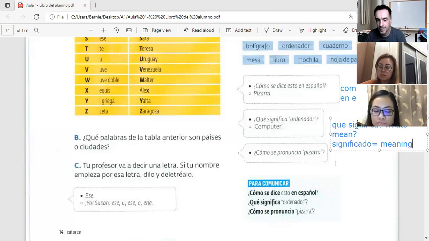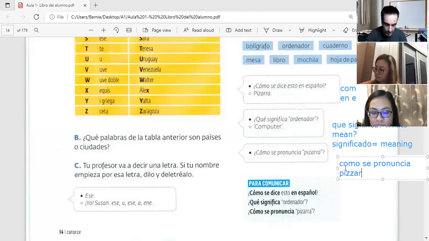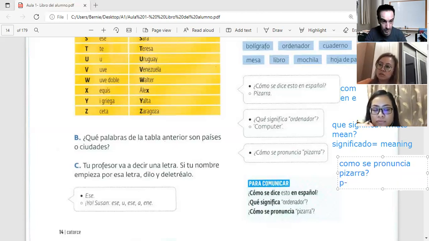Oh, the next one is cómo se pronuncia pizarra. So, ¿cómo se pronuncia pizarra? If I ask you cómo se pronuncia pizarra, you have to say P, like spelling. So you need to pronounce the alphabet.